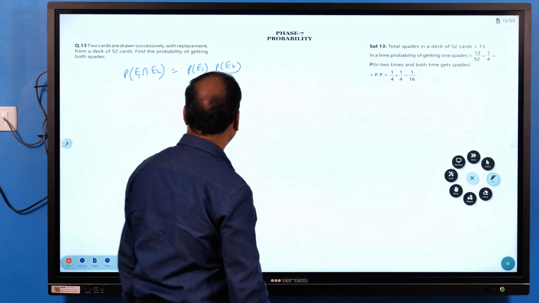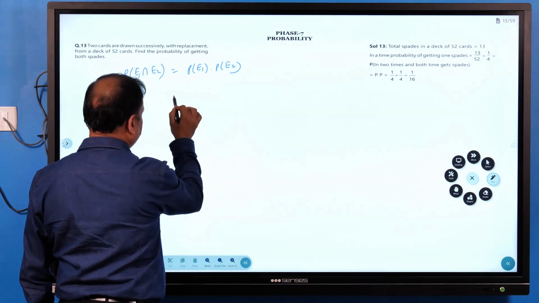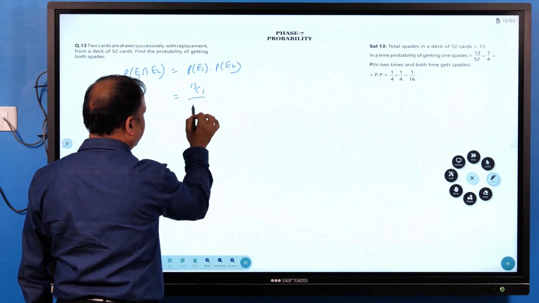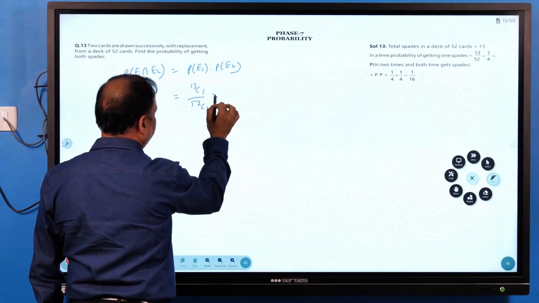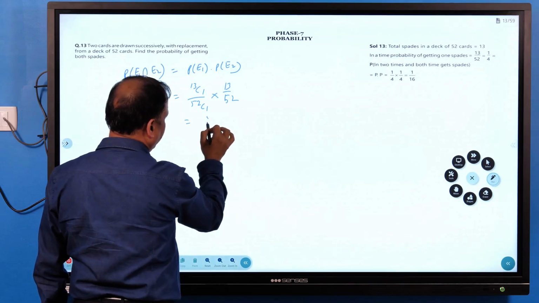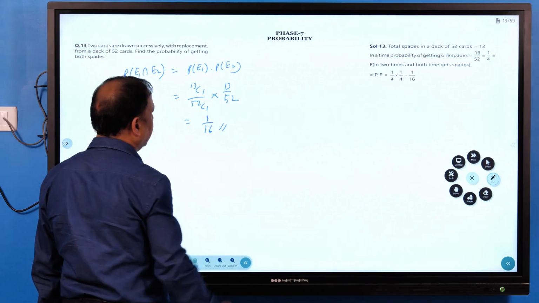What is the probability of E1? Probability of spade is 13C1, out of 13 spades, over 52C1. Into the same 13 upon 52. So this is 1 upon 4 into 1 upon 4. 1 upon 16 will be the answer.